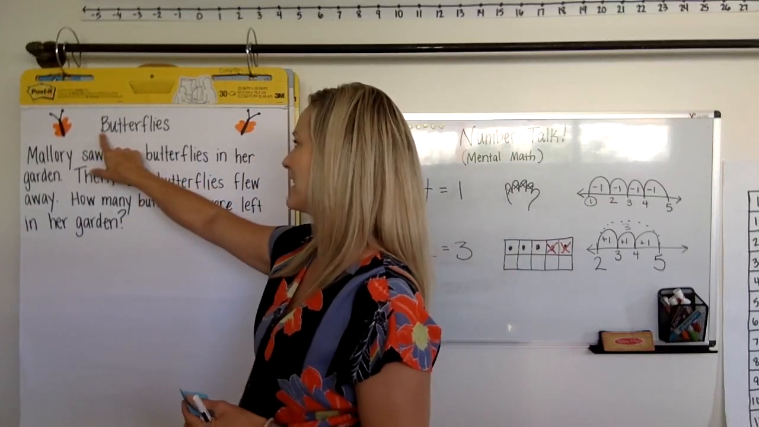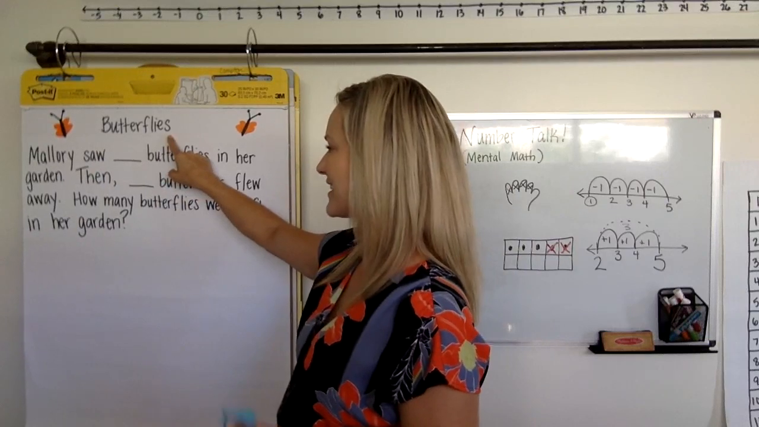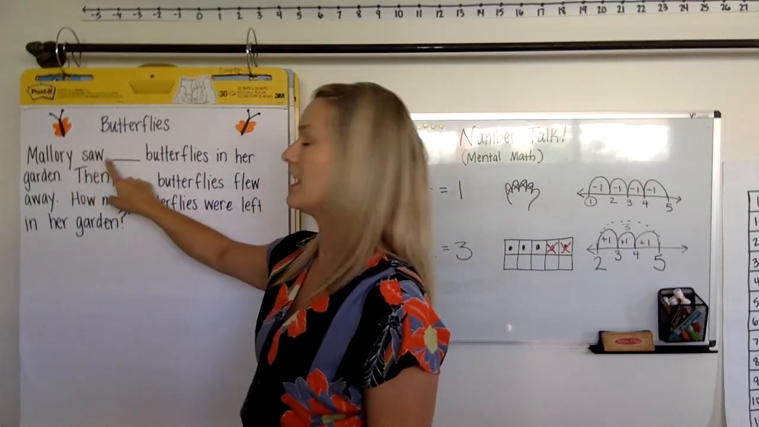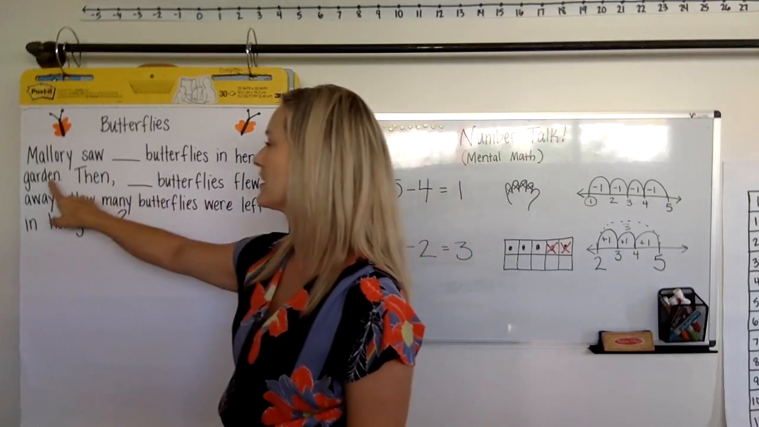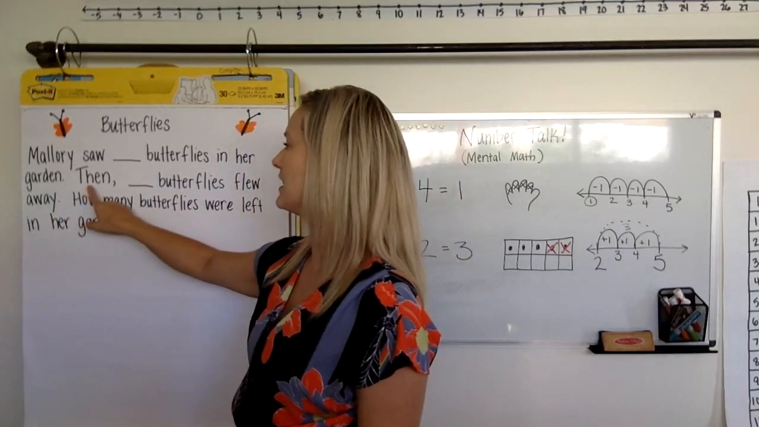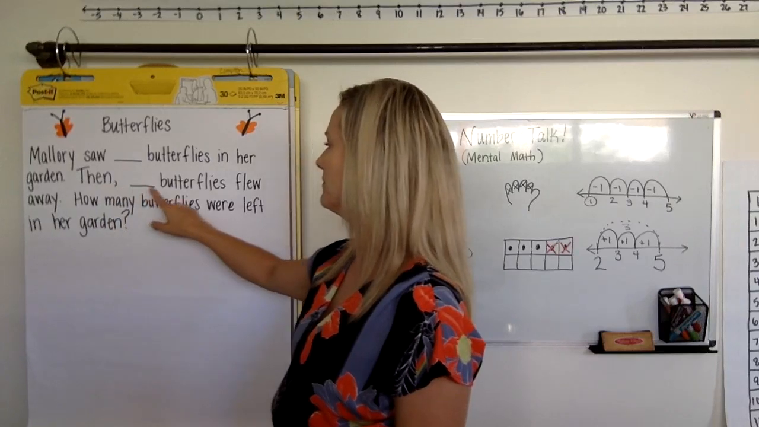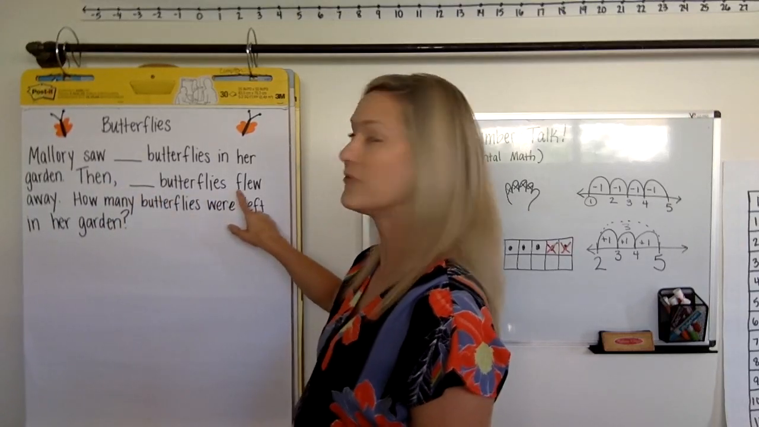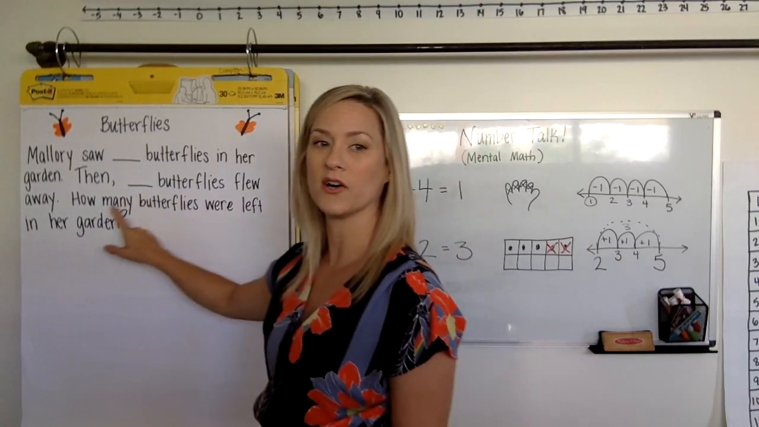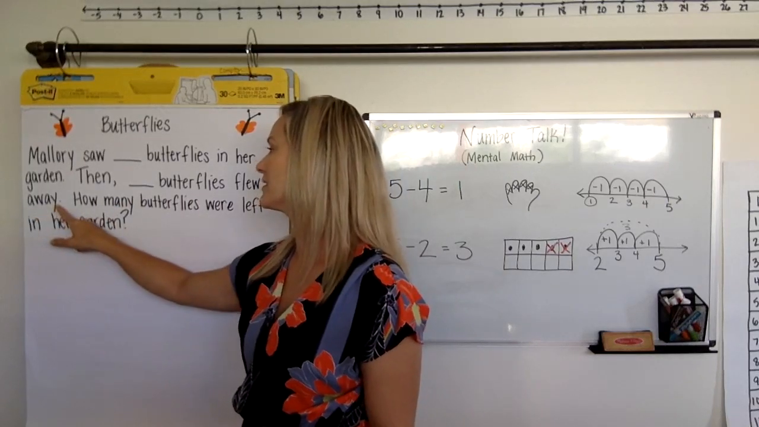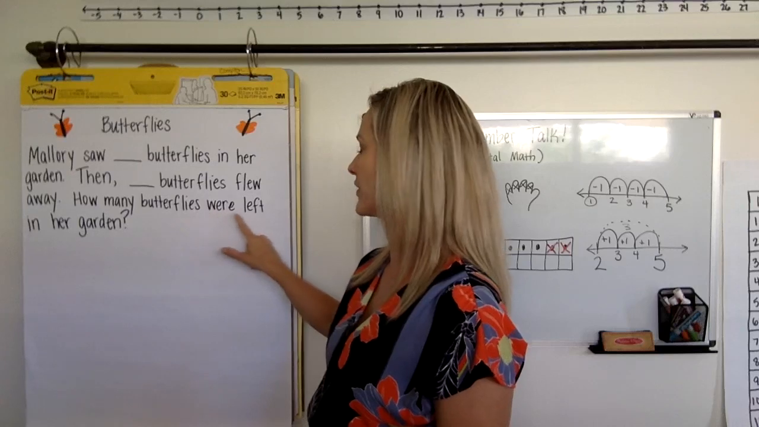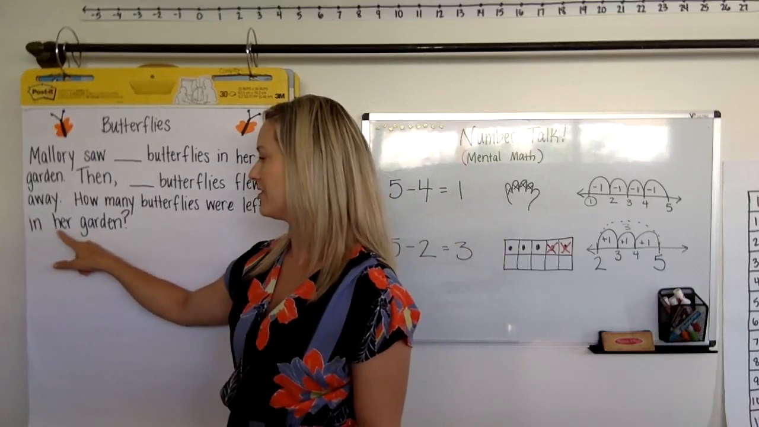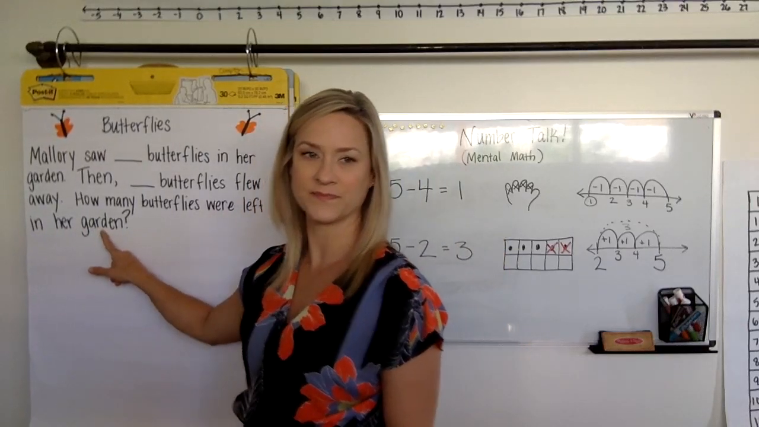All right, so our story is butterflies. Mallory saw butterflies in her garden. Then butterflies flew away. How many butterflies were left in her garden?